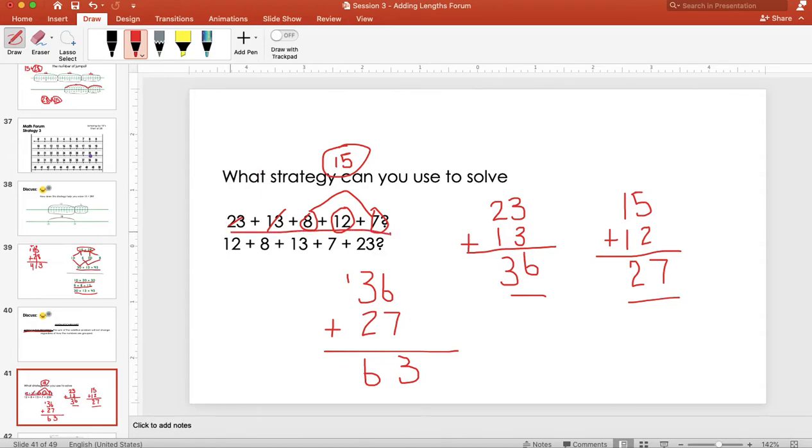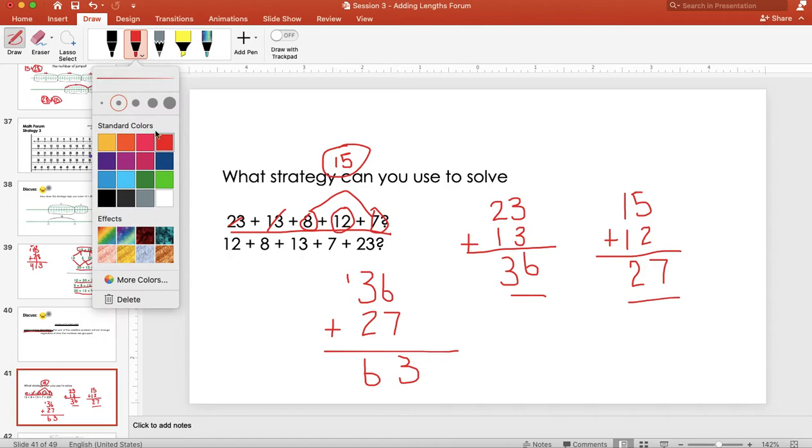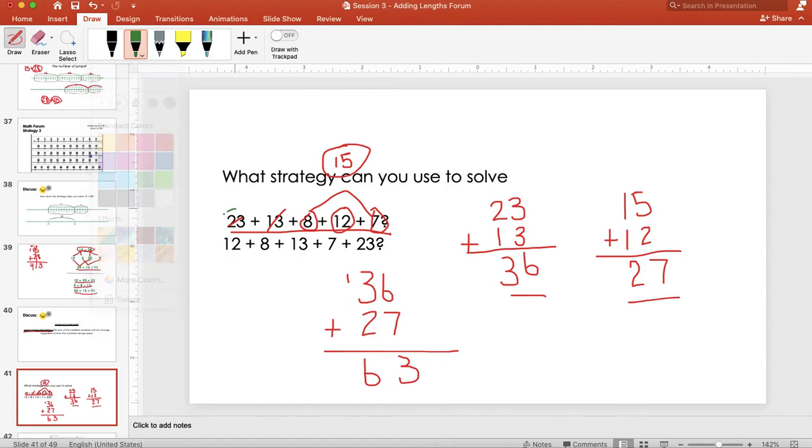So what the associative property says is I can group those numbers any way I want to, and I will still come up with the same answer. If I wanted to group, let's see, let me change my color. If I wanted to group 23 and 12, and then add 13 plus 15, I could do that and still get 63. It doesn't matter which numbers I put together, I will still get the same answer.